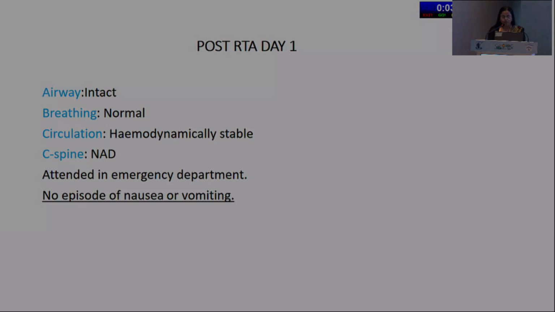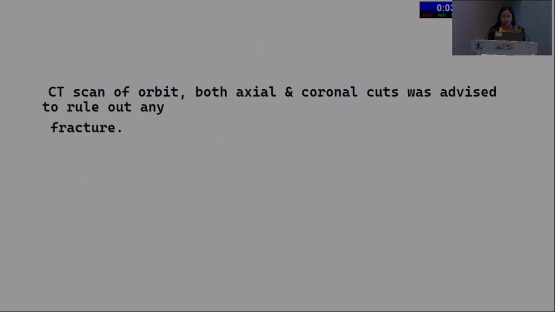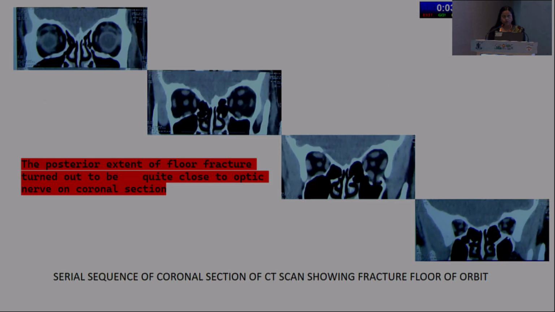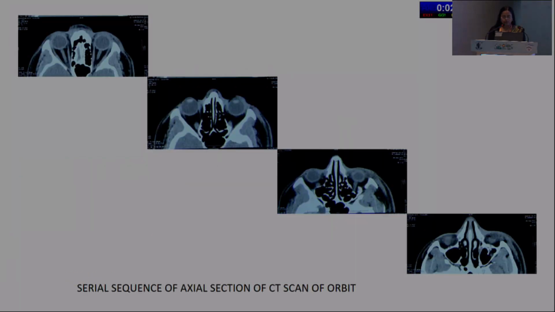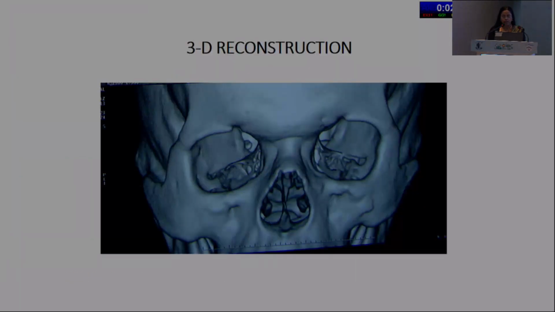The patient was seen in the emergency department; airway, breathing, circulation were normal, and there was no episode of nausea or vomiting. We asked for a CT scan of the orbit, both axial and coronal cuts, to rule out any fracture. A serial sequence of coronal sections of the CT scan showed a fracture of the floor of the orbit, the posterior extent of which turned out to be quite close to the optic nerve on coronal section. This is the axial section. This is the 3D reconstruction.